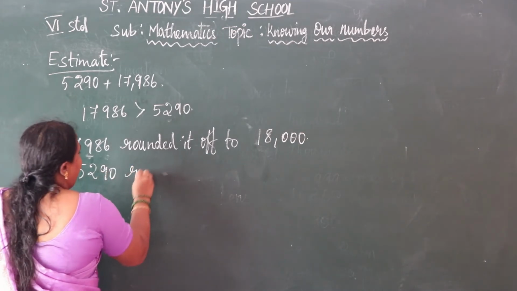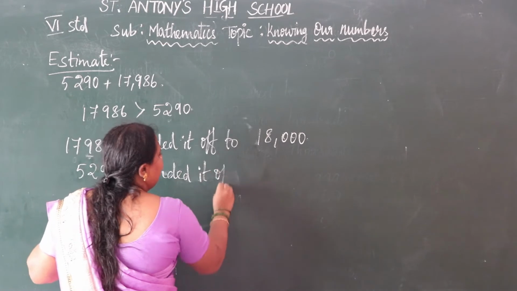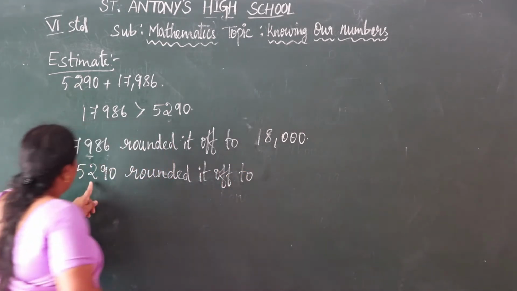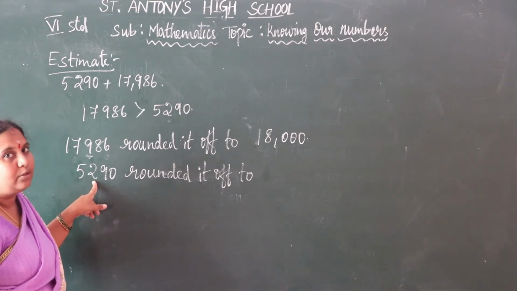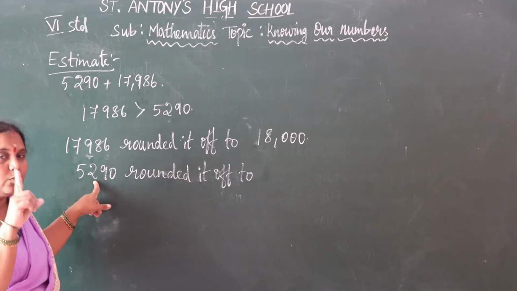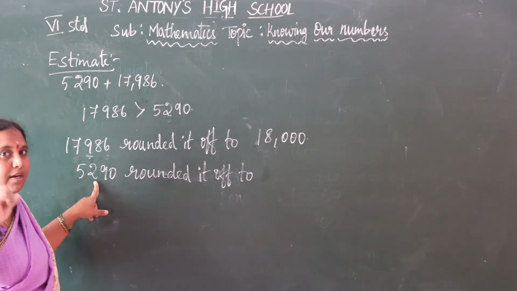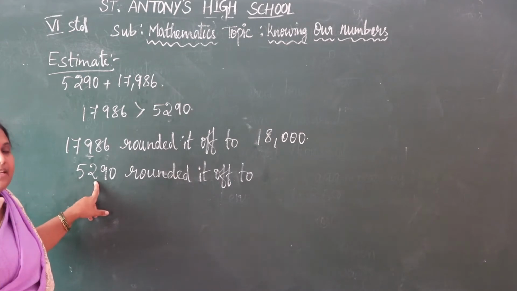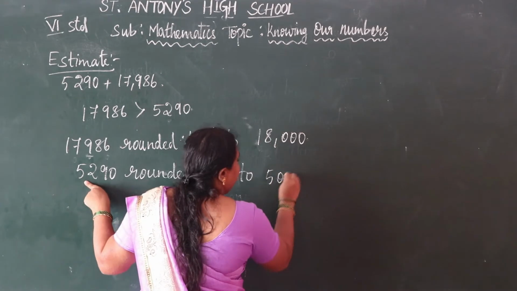Then 5,290 is rounded off to, see, in the hundreds place we have 2. Here 2 comes under rule 1. So we round it off to 0 only. There is no increase. So we have here 5,000.